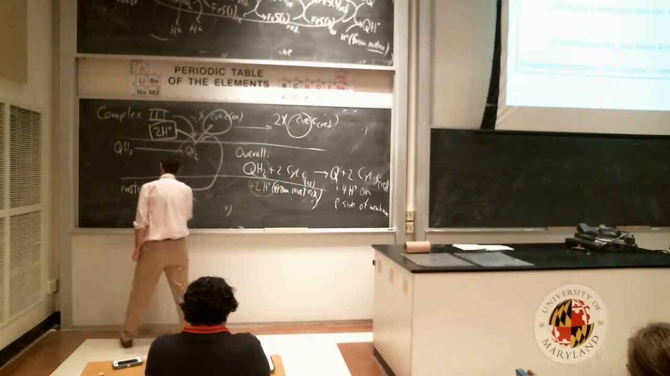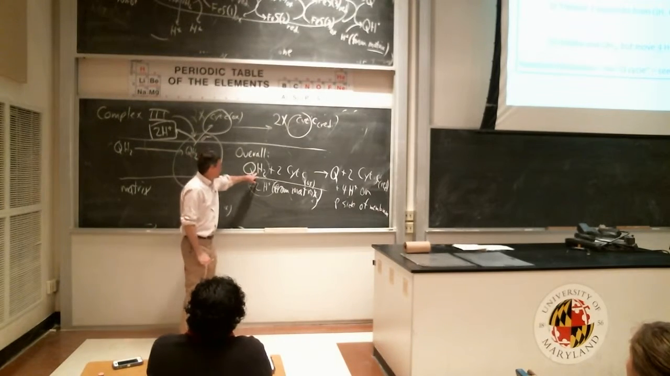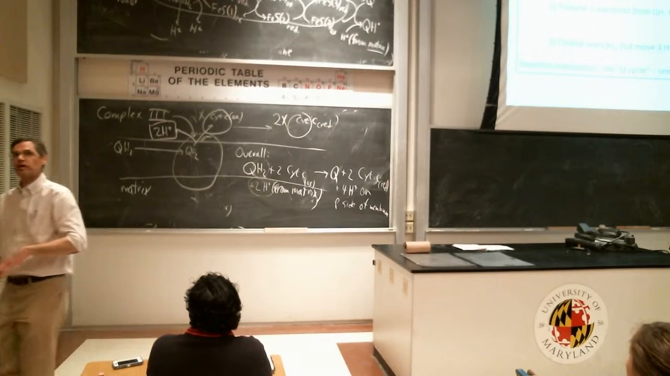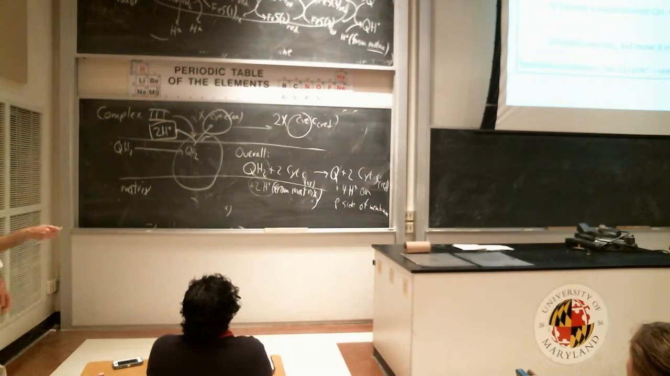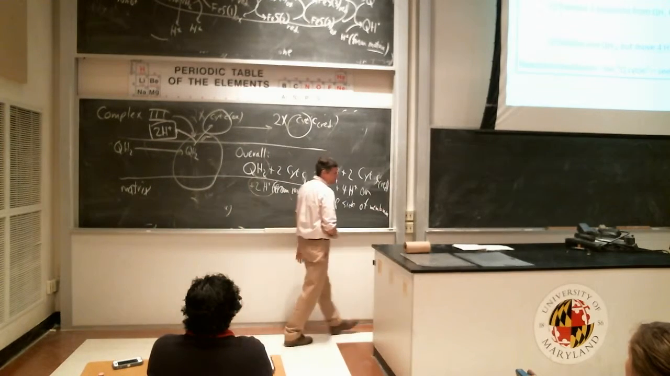Right, so this is complex 3. The function of complex 3 is to oxidize coenzyme Q. No matter where it came from, complex 3 will reoxidize it. And the protons always get released on the P side of the membrane. So again, this is a way to pump protons across the membrane. All right, so that's complex 3.